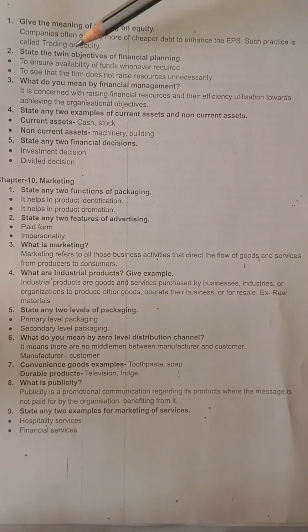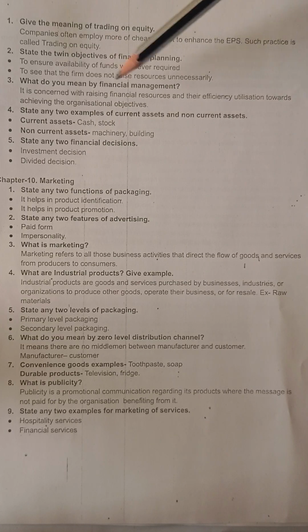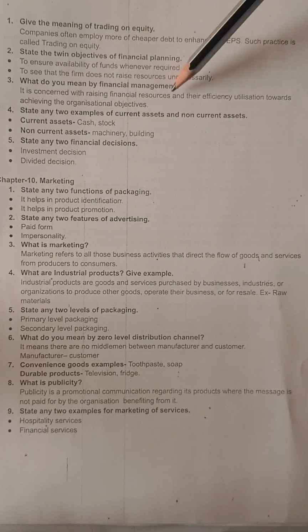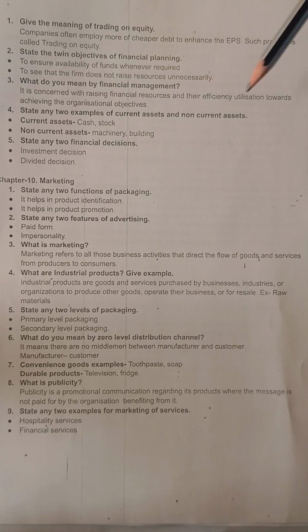Next one, state the twin objectives of financial planning. This is very important. To ensure availability of funds whenever required, and to see that the firm does not raise resources unnecessarily. Next one, what do you mean by financial management? It is concerned with raising financial resources and their efficient utilization towards achieving the organizational objectives.